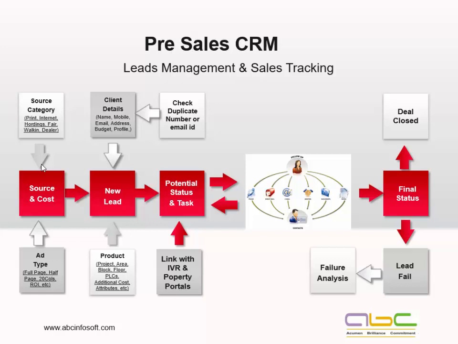Within print media, there could be n number of newspapers or magazines, and that would be my source category. Then for a particular newspaper ad, like a full page ad or a half page ad or a particular size of ad, you can define an ad type. Then this particular newspaper ad, hoarding or internet ad in this particular media is defined. So we are generating a campaign here along with the cost.